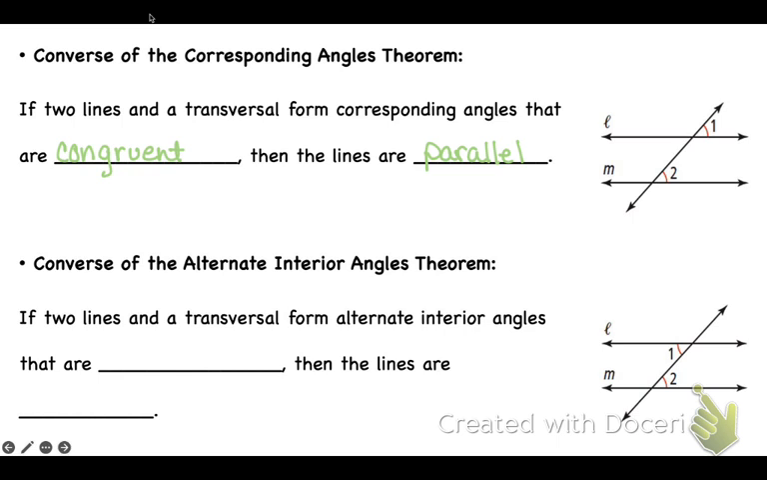Okay, converse of the alternate interior angles theorem. Alternate interior angles were congruent, so now if two lines and a transversal form alternate interior angles that are congruent, then the lines are parallel. So, is it important for you to know what makes alternate interior, what makes corresponding? Yes. Why do you think I told you over and over and over to write those things down? To help us get it in our heads.